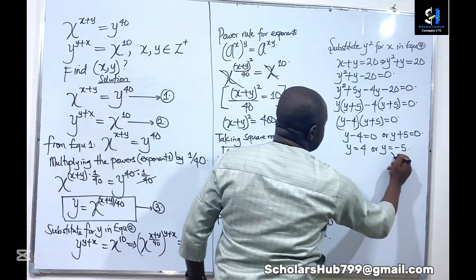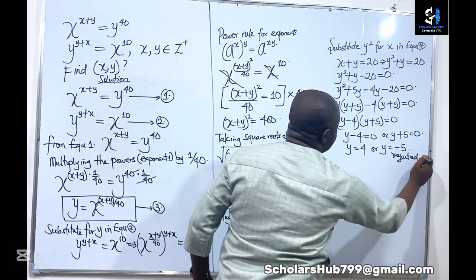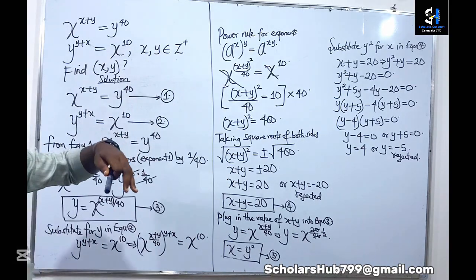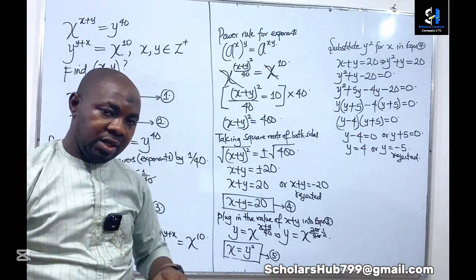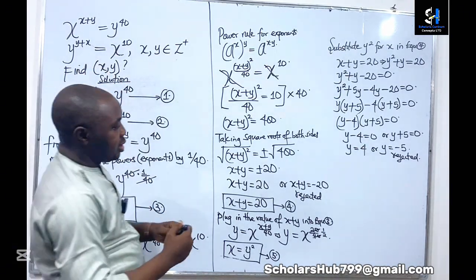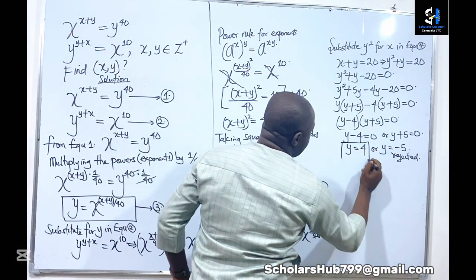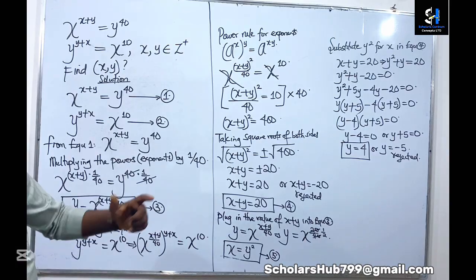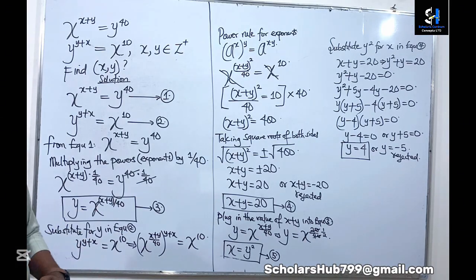So this will be rejected. Remember, I said x and y are elements of the set of positive integers. So the only value of y that will be possible in this case is 4. All right, so let's get the value of x.